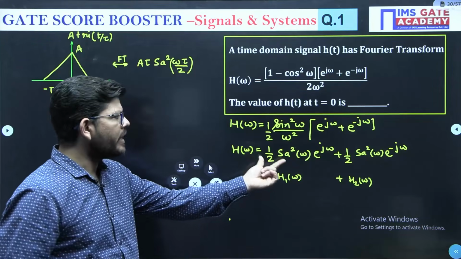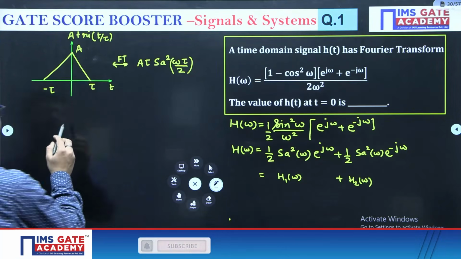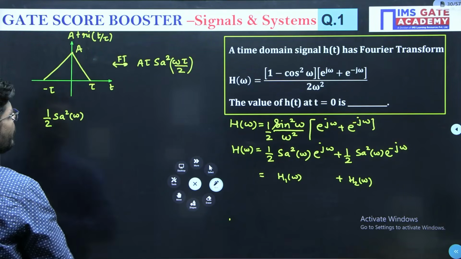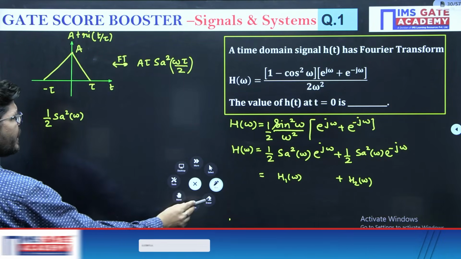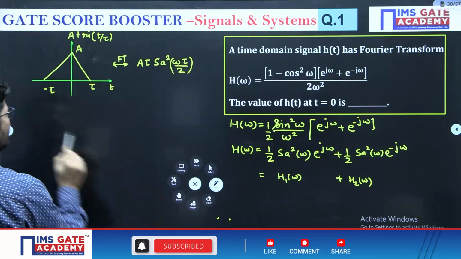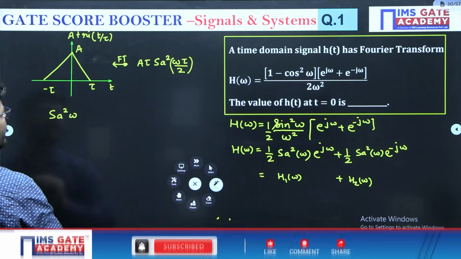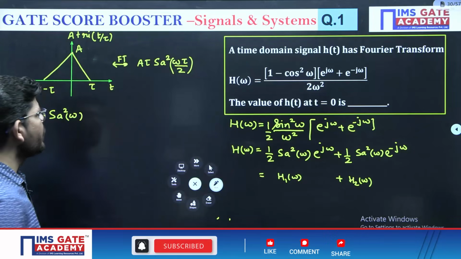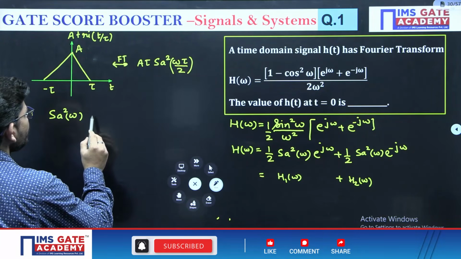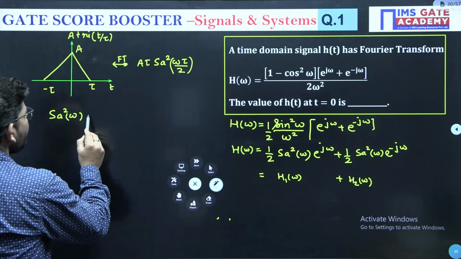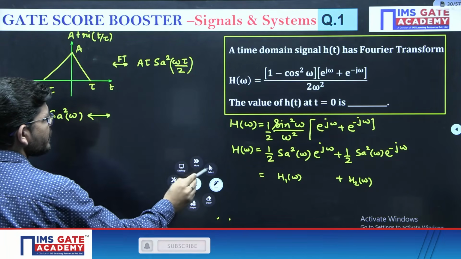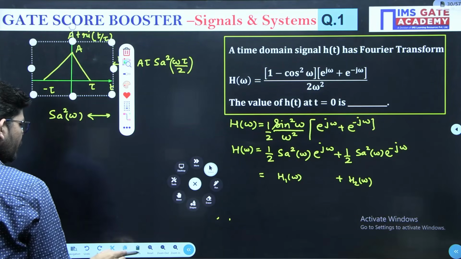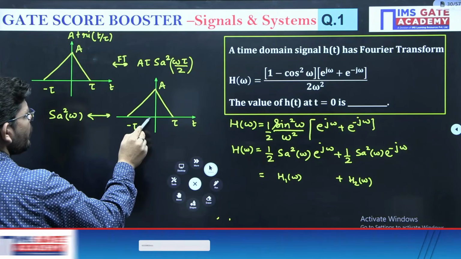Now, if I compare these signals that we have, what do we have here? We have half Sa squared ω, or we can adjust the half later on. Just see, we are getting Sa squared ω in frequency domain. So what could have been the time domain? This is how you can judge it. The time domain could have been a triangular pulse, correct? The time domain could have been a triangular pulse.